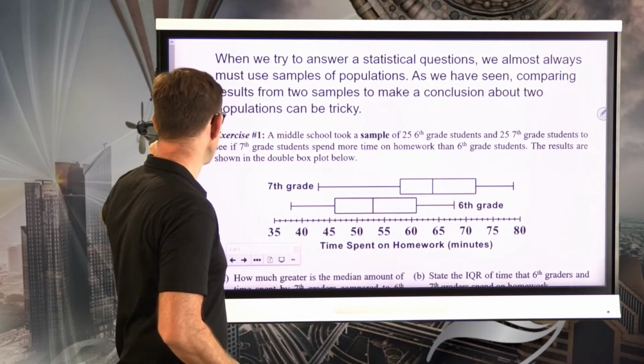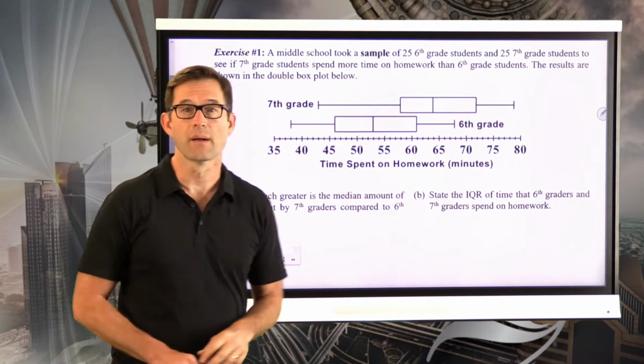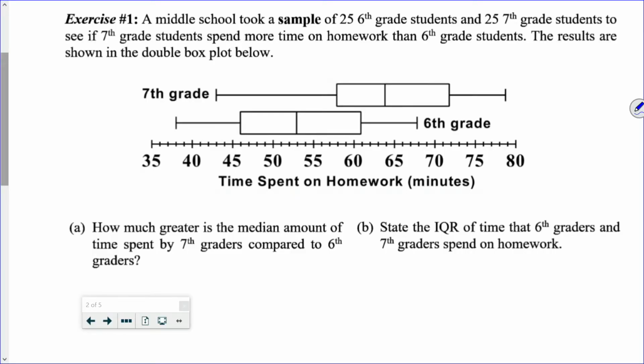It's down here. Exercise number 1. A middle school took a sample of 25 6th grade students and 25 7th grade students to see if 7th grade students spend more time on their homework than 6th grade students. The results are shown in the double box plot below.